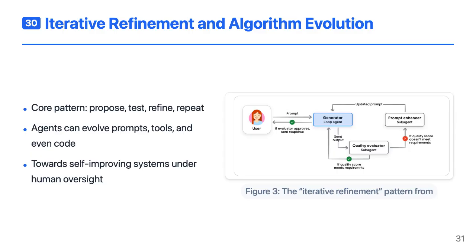A recurring pattern in advanced agentic systems is iterative refinement. An agent proposes a solution, tests it, observes the outcome, and then refines its approach. Over time, this can extend beyond single tasks to the system itself. Agents can suggest better prompts, new tools, or improved algorithms. With the right safeguards and evaluation loops, you get systems that don't just solve problems, but also help improve how they solve them. This is a step towards self-improving AI, always under human oversight.